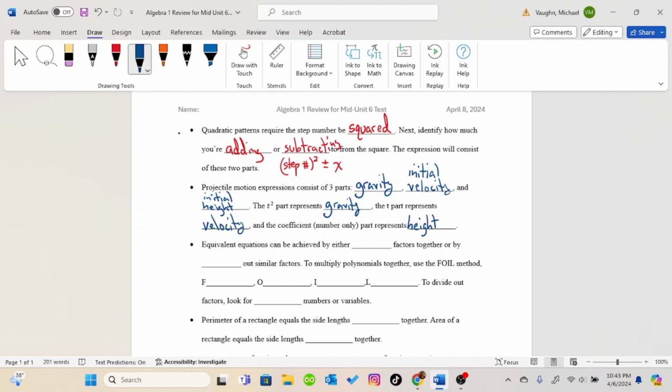So when you are given projectile motion expressions, you need to be able to interpret the different parts of it. You need to understand what part of it is representing gravity pulling the object down toward the earth. Which part of it is representing the initial velocity that it is hit with, or thrown with, or launched with. And you need to understand which part is telling you the initial height from which it was launched, or thrown, or hit.